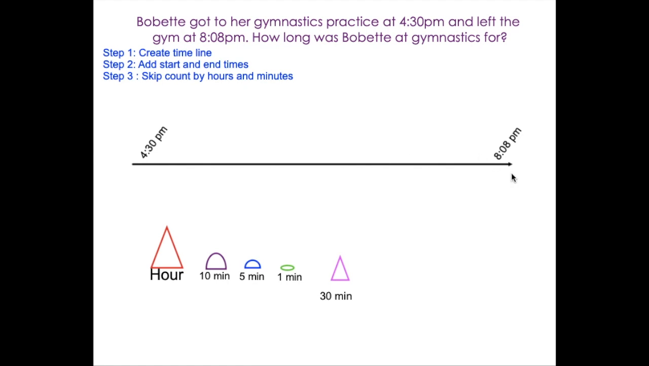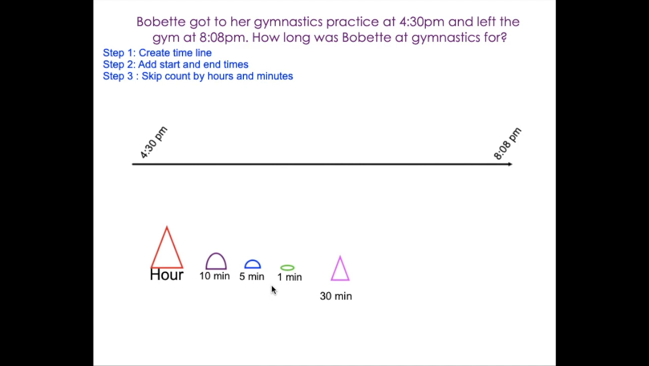The next thing I'm going to do is skip count by hours and minutes so I know how long it takes. You can see here I've drawn a little picture. This red mountain or triangle will represent an hour. This purple hill will represent 10 minutes. This small blue hill is 5 minutes. This little green circle or pebble is 1 minute. And I also added this pink or purple triangle to represent 30 minutes. Some of us will be comfortable skip counting in 30 minutes. Others will not. Others may only want to use the 5s and the 1s, and that's fine too.